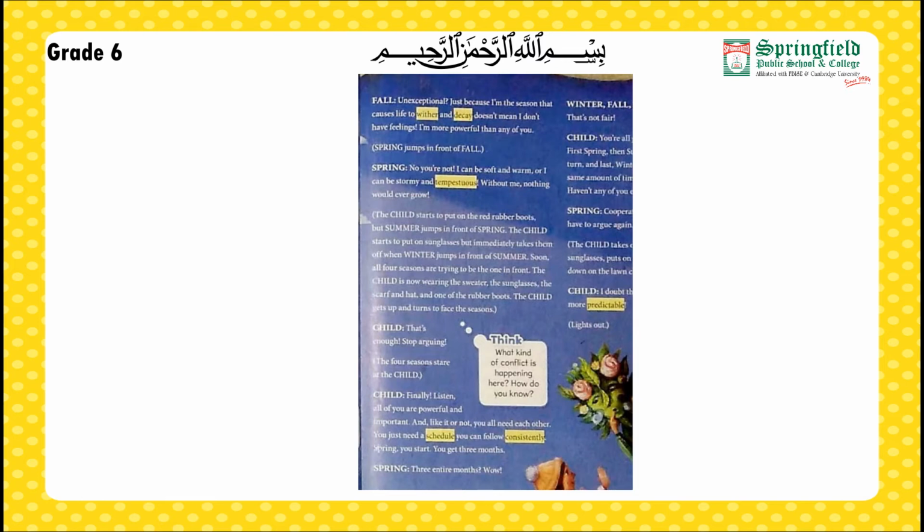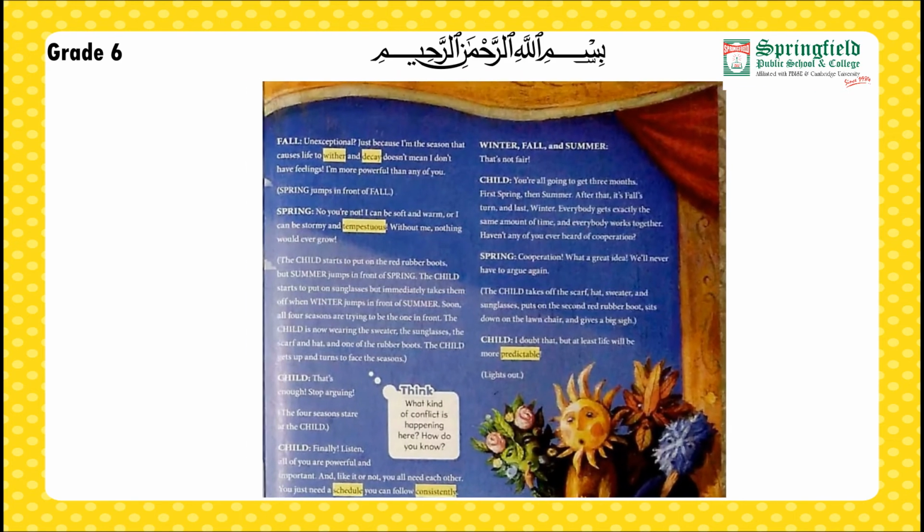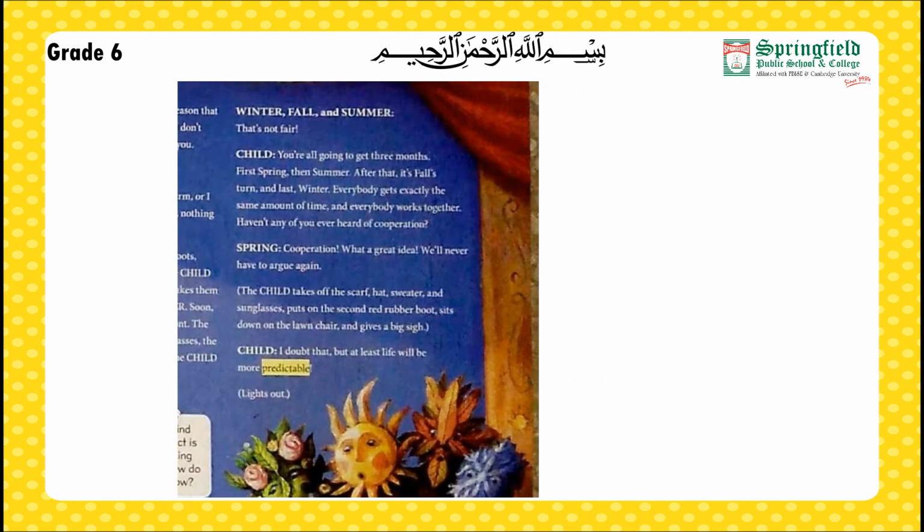Finally. Listen, all of you are powerful and important, and like it or not, you all need each other. You just need a schedule you can follow consistently. Spring, you start. You get 3 months. 3 entire months? Wow! That's not fair! You're all going to get 3 months. First spring, then summer. After that, it's fall's turn. And last, winter. Everybody gets exactly the same amount of time, and everybody works together.